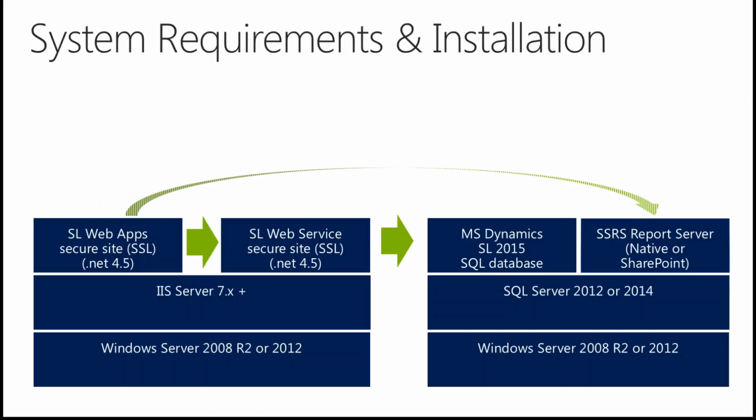The system requirements for web apps: you're going to need Windows Server 2008 R2 or Windows Server 2012. You're going to need IIS Server 7.x or greater. We're going to need an SL Web App Secure Site with an SSL certificate from a recognized provider. For the SQL Server, we're going to need Windows Server 2008 R2 plus, and SQL Server 2012 or 2014.